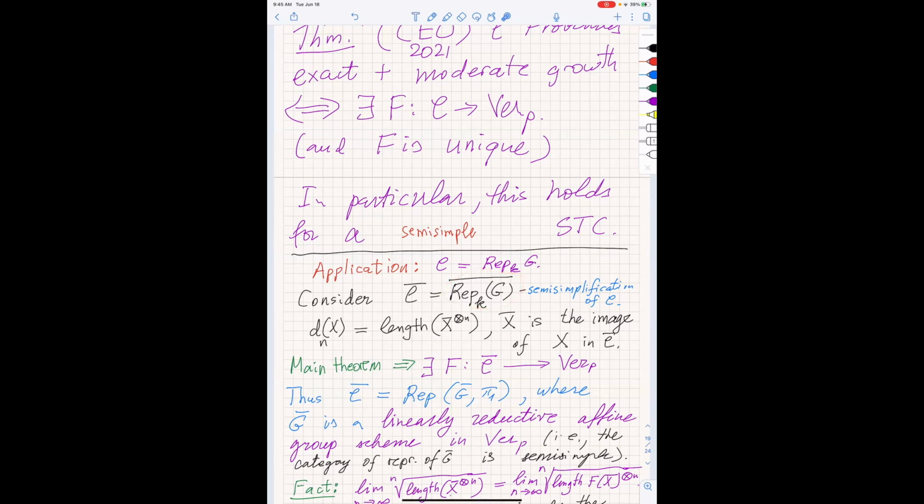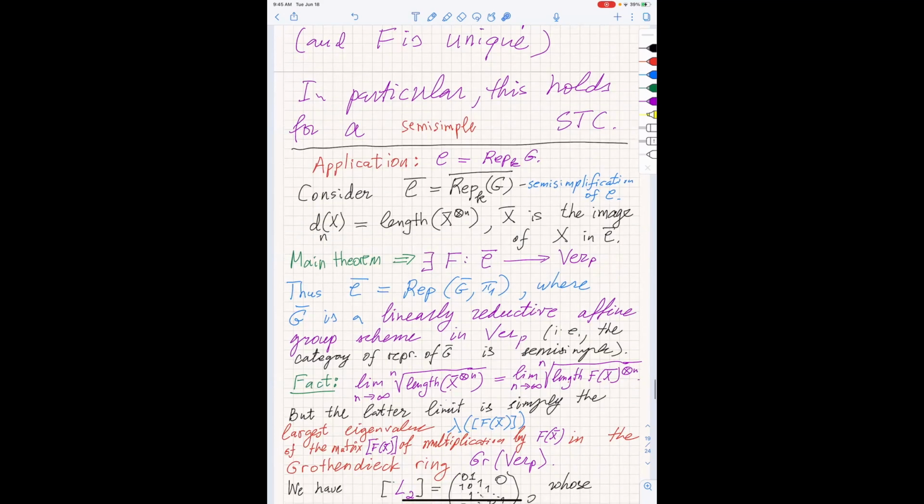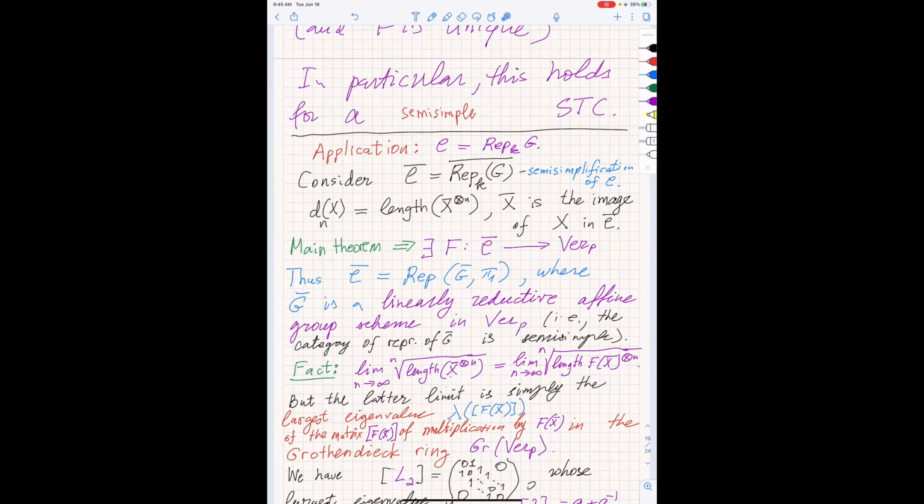And now we will use our main theorem, which says that this semi-simplified category, which is a semi-simple symmetric tensor category, admits a fiber functor into Ver_p. So that means that we can try to compute this length after applying F.